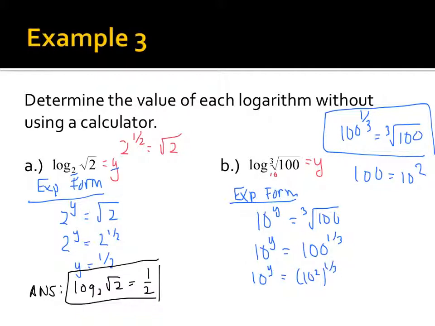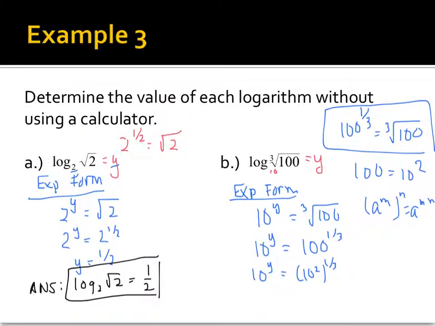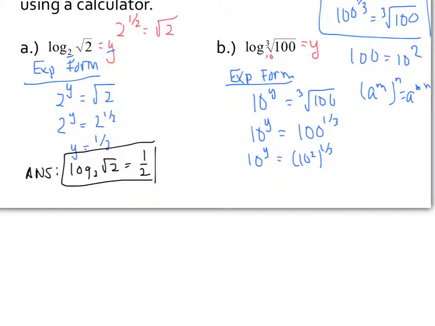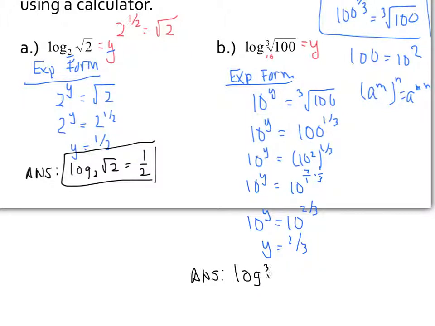And now I want you to recall that anytime you have two powers, we've done this again in previous videos, you just have to multiply. And so here what we do is we say, okay, 10 to the y, let's multiply 2 over 1 times 1/3. Well, that's just 2/3, so 10 to the y equals 10 to the 2/3, which means that y is 2/3. And so our answer is the fact that log of the cube root of 100 is just 2/3.